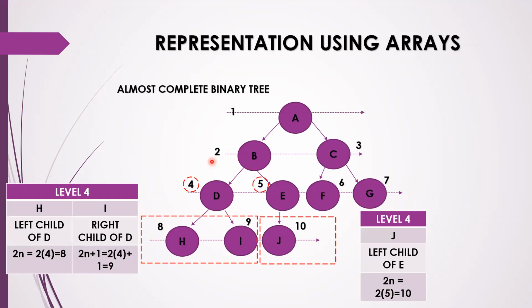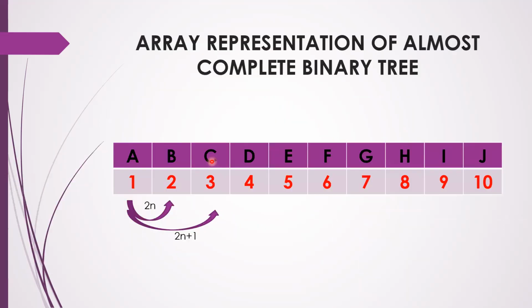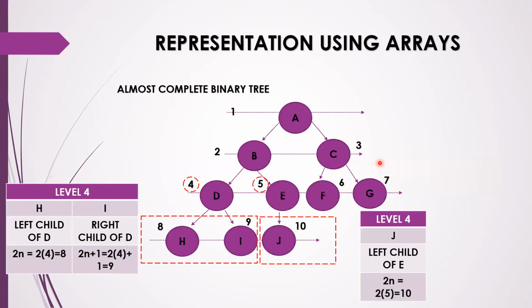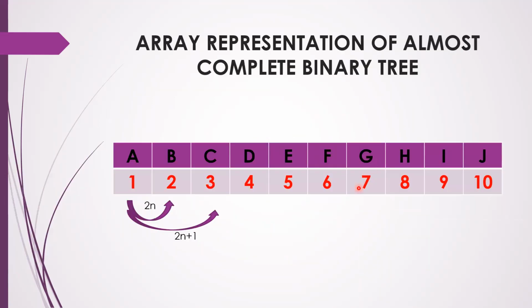And then C. For C, it is F and G. C's n is 3. So in order to find its children, it is 2n. So 2 into 3, 6. If you go to index 6, you can find the left child of C, that is F. And if you want the right child of C, then you have to use the formula 2n plus 1. So 2 into 3 plus 1, which is 6 plus 1, 7. At the 7th position, you can find G. So in the tree format, F and G are the children. In the array also, you can find it easily.